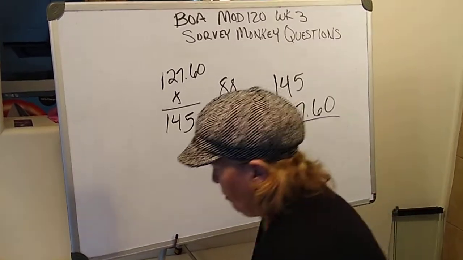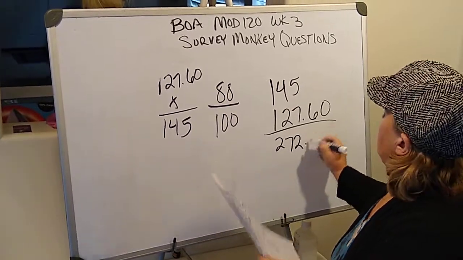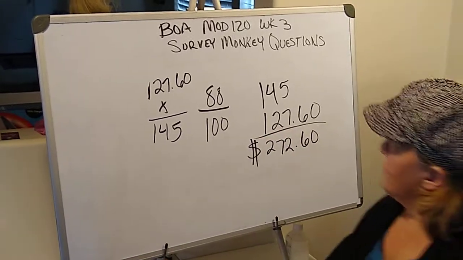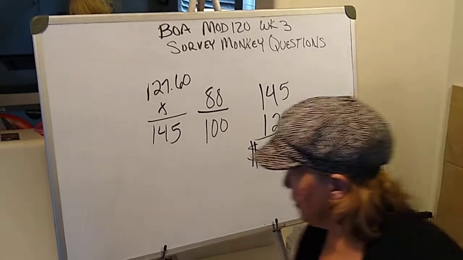Okay, so what do we get from that? It's $272.60 is what the selling price is going to be. That's an 88% markup from the original price.